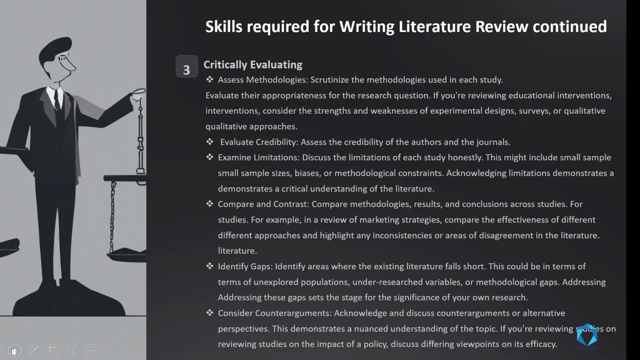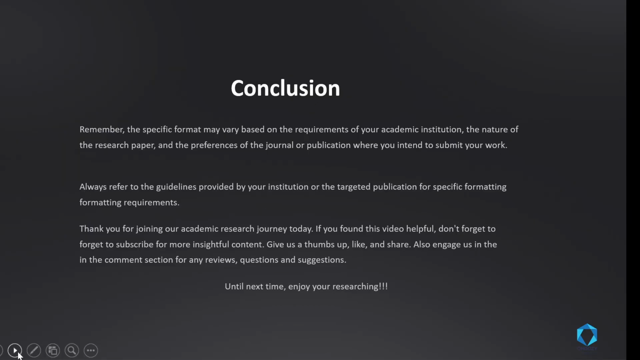Okay. Then consider counter-arguments. Acknowledge and discuss counter-arguments or alternative perspectives. This demonstrates that you have a nuanced understanding of the research topic. If you are reviewing studies on the impact of a policy, discuss differing viewpoints on its efficacy. Okay? Those are the 3 critical skills that you should have when you're writing your literature review.